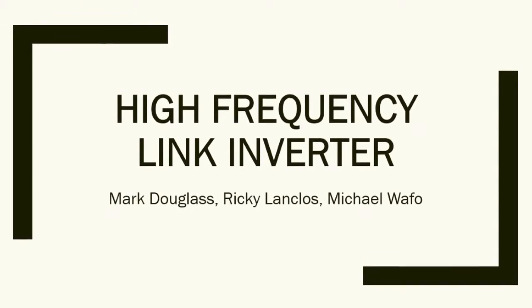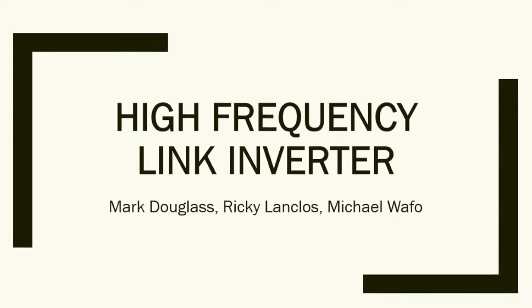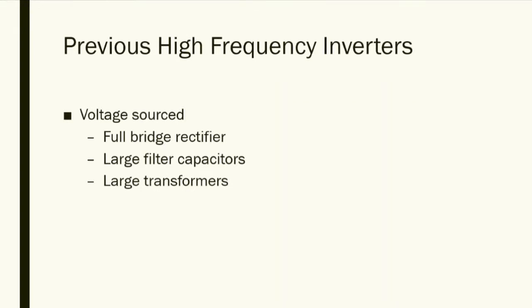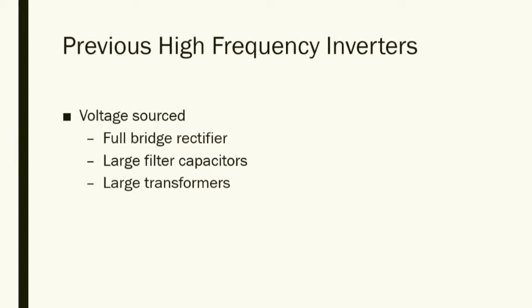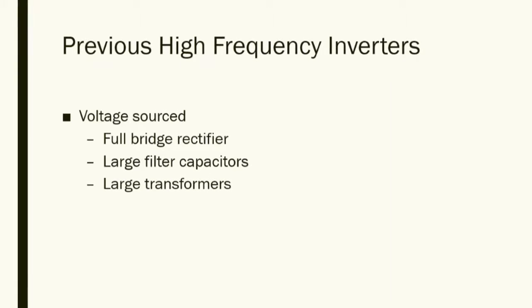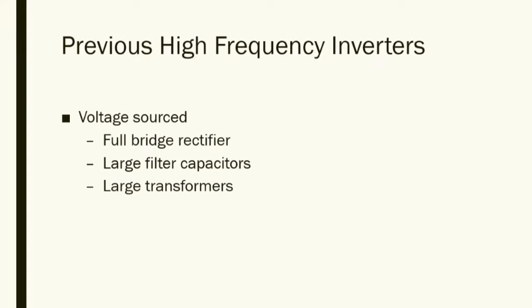This video is a summary of the current source high-frequency AC link inverter project. Traditionally, high-frequency link inverters are voltage-sourced, have a full bridge rectifier, have large capacitors, and have large transformers. Our project would eliminate the use of such things.